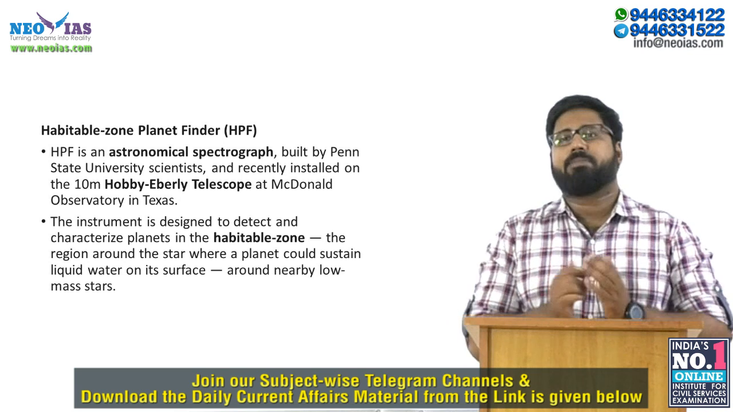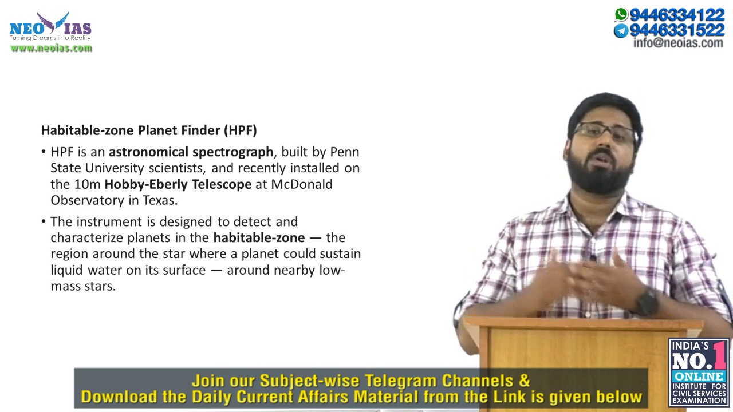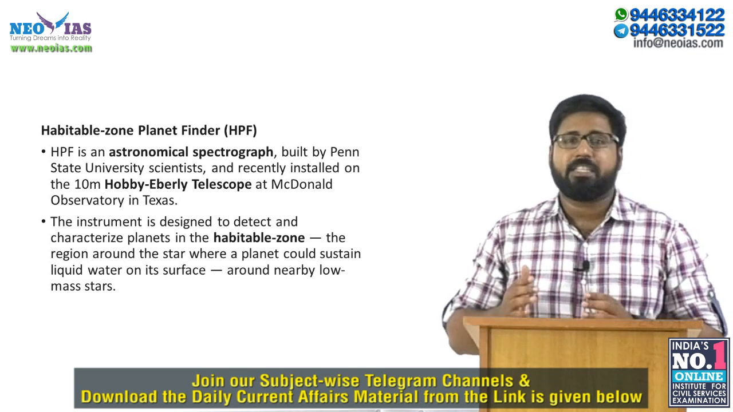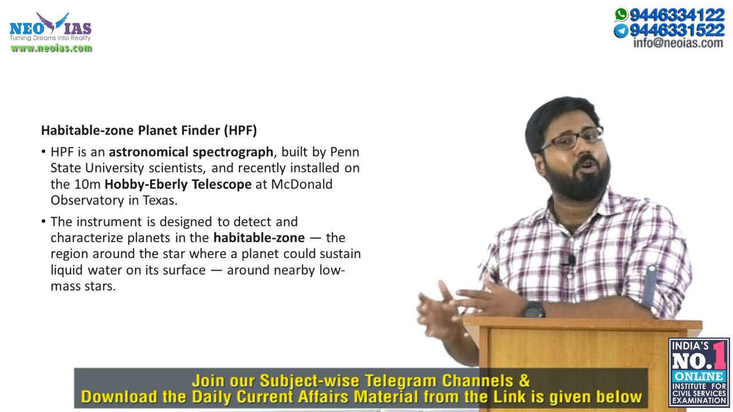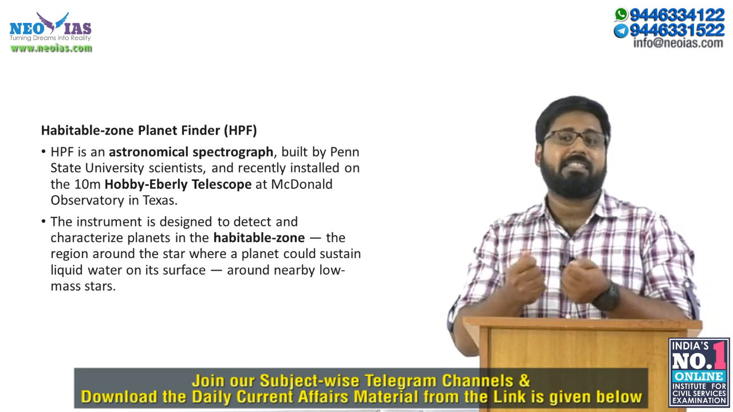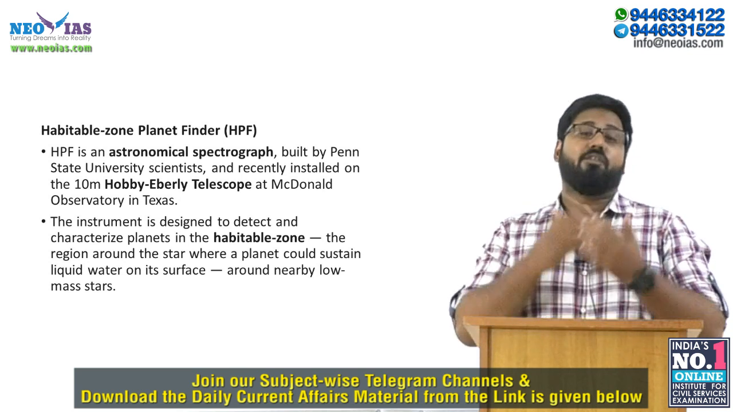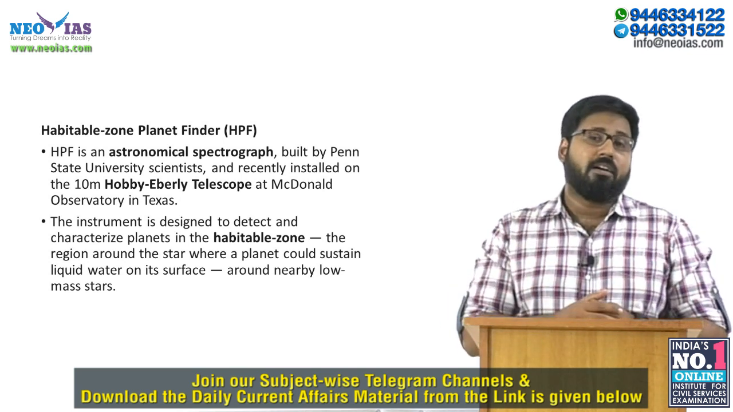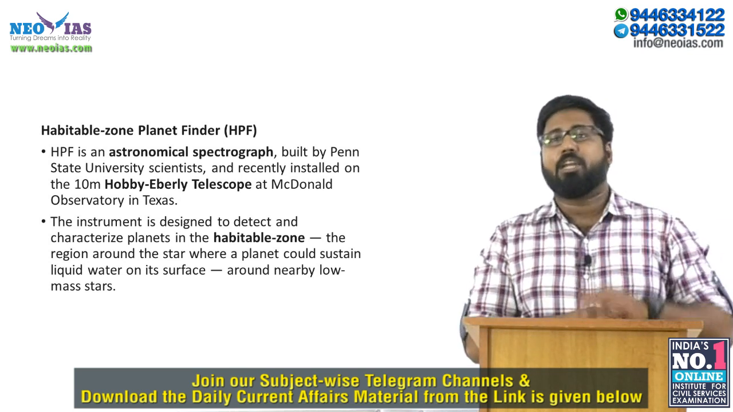Now what is this habitable zone? It is a region around a star where a planet could sustain liquid water on its surface, which means it is not too hot for the water to evaporate and it is not too cold either, where the water would remain as ice. Where the water remains in the liquid state, it can give an indication that life is possible.